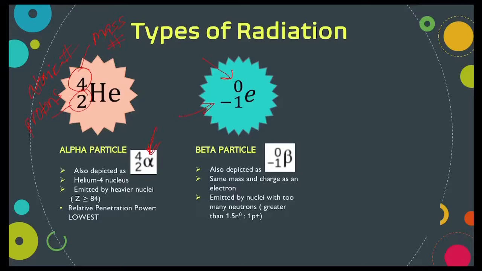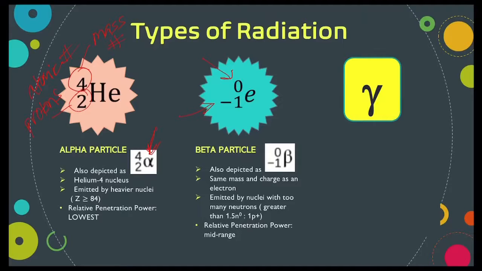But a beta particle is emitted by a nucleus with too many neutrons. So when there's an excess number of neutrons, typically that nucleus will undergo a beta decay or beta emission to reduce the number of neutrons present. This process usually occurs in nuclei that have a ratio of 1.5 neutrons or higher to 1 proton. The penetration power of a beta particle is greater than that of an alpha particle because of its small size.